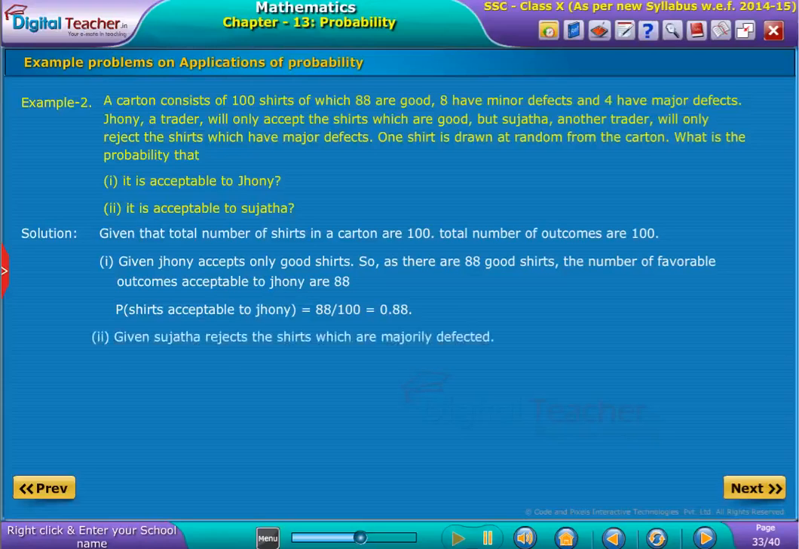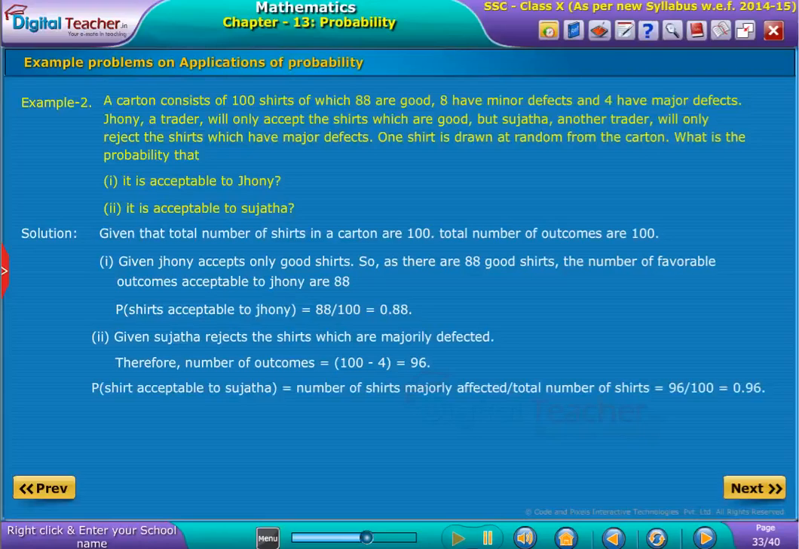0.88. In the second case, given that Sujata rejects the shirts which have major defects, as there are 4 shirts which have major defects out of 100, the number of favorable outcomes for Sujata is 96. Hence, the probability of a shirt acceptable to Sujata is the number of shirts without major defects by the total number of shirts, which is equal to 96 by 100, that is 0.96.